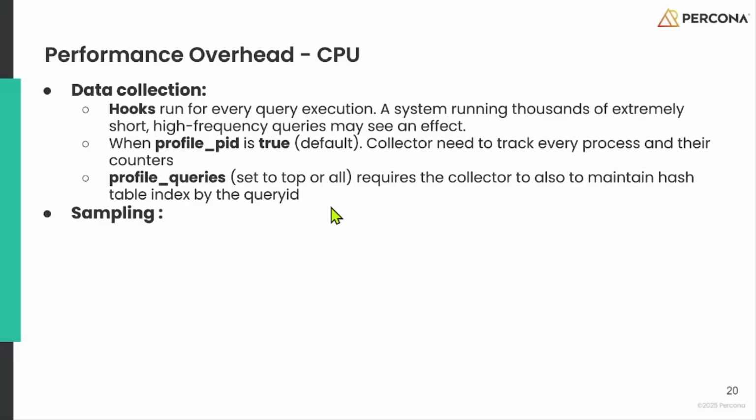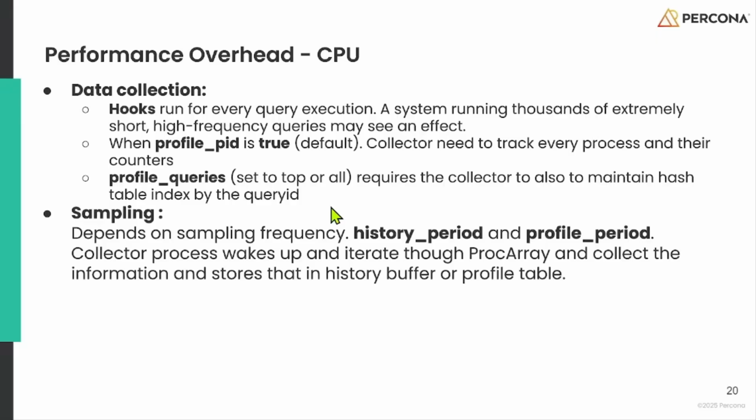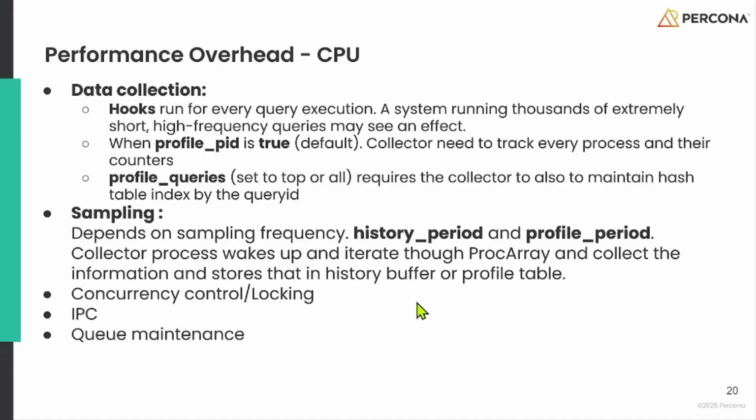And when it comes to sampling, the overhead depends on sampling frequency. Two parameters are controlling that: history period and profile period. The collector process wakes up, iterates through the proc array, collects the information, and stores that in the history buffer or profile table. In addition to this, there is concurrency control and locking, inter-process communication, and queue maintenance. There are multiple levels of overhead which affect the CPU utilization.